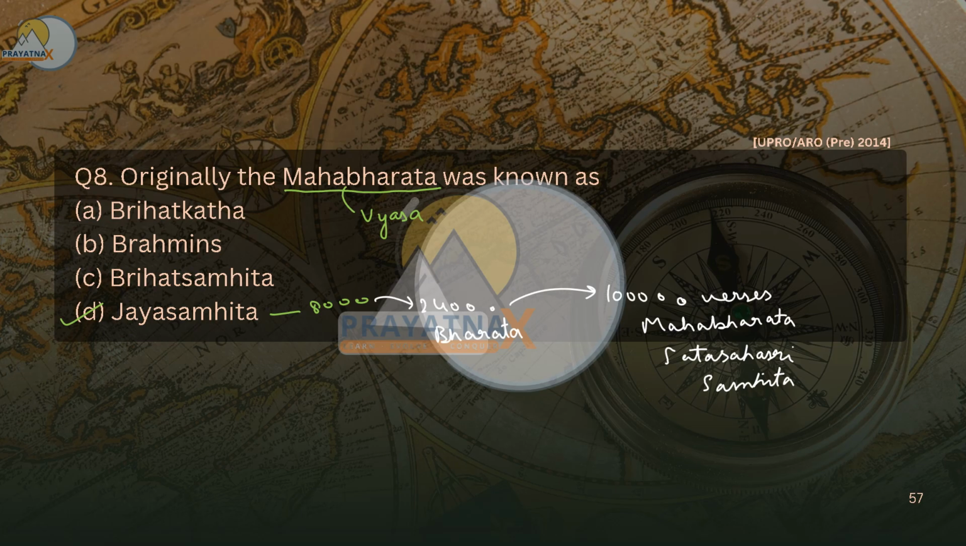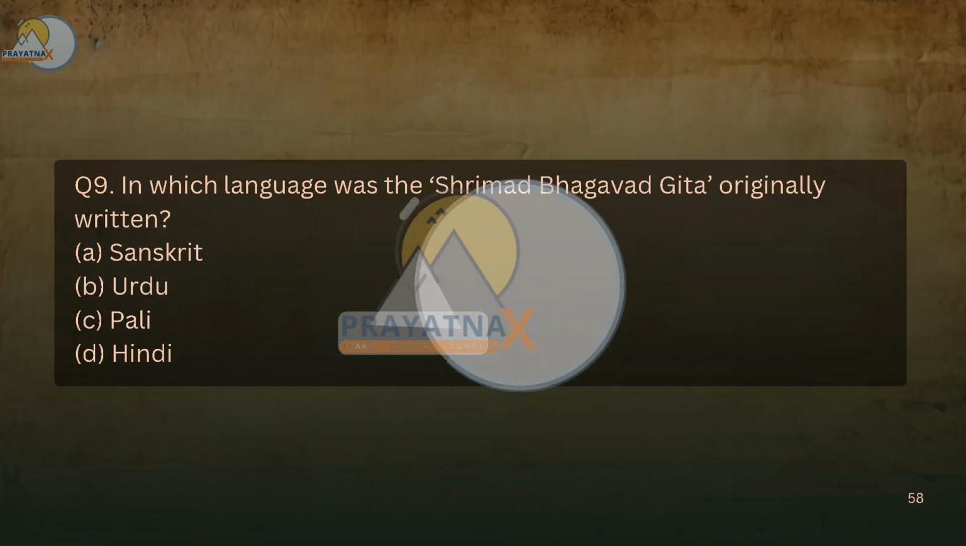Now moving on to the next question, number 9. In which language was the Srimad Bhagavad Gita originally written? Now this is very easy. We don't even need to look at the options. The correct answer would obviously be option A, Sanskrit. Moving on to the next question.